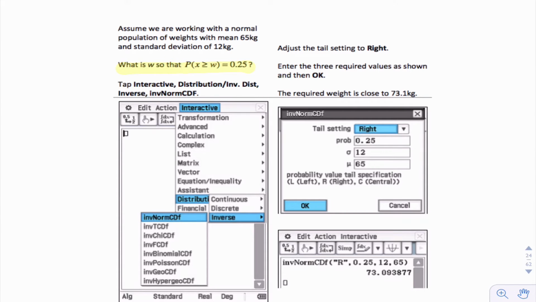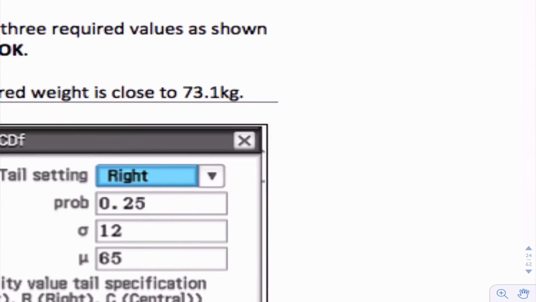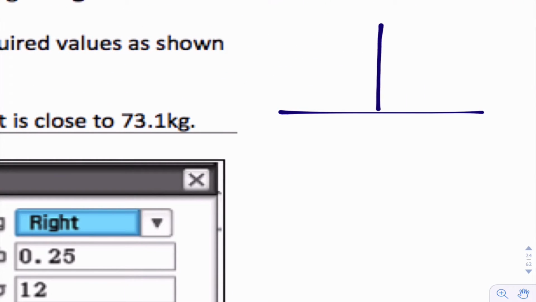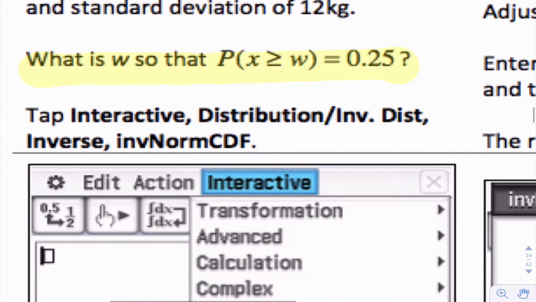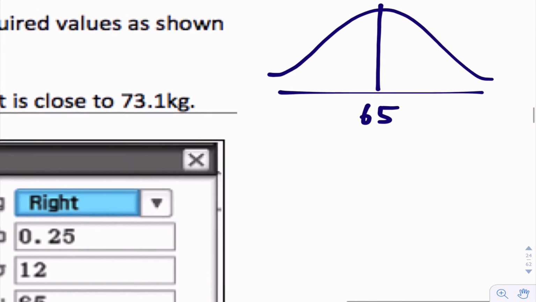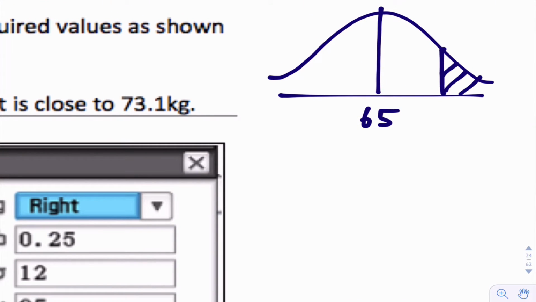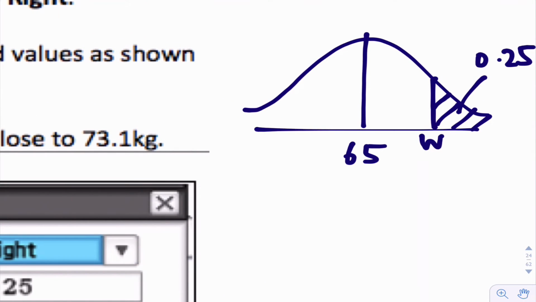Now, I strongly suggest for your future well-being doing these questions that you draw a normal distribution so you can see what's going on. Really, really helpful. So let me draw one over here on the right. So we've got a mean of 65 and a standard deviation of 12. And the question says, what is the value of W? So the chance X is bigger than W is 0.25. Okay. So this is an inverse normal problem. That's 0.25, that area up there, and that is W. That's what we're asking. The chance that we're greater than W is 0.25. What is the value of W? And this is the distribution for X.